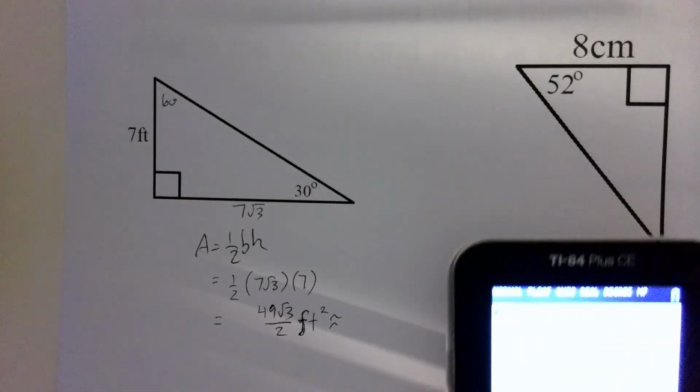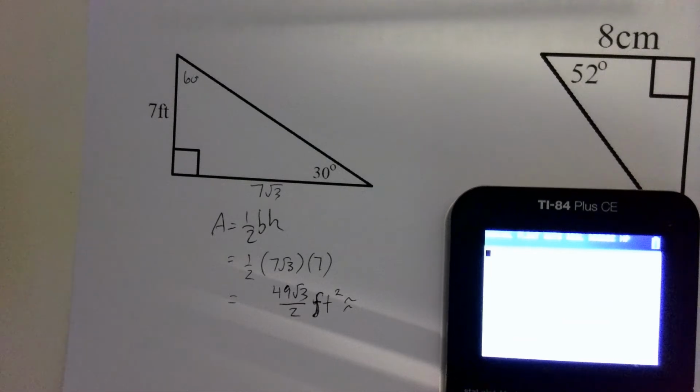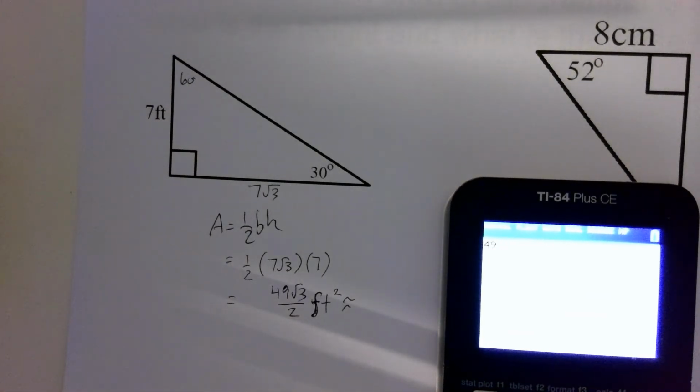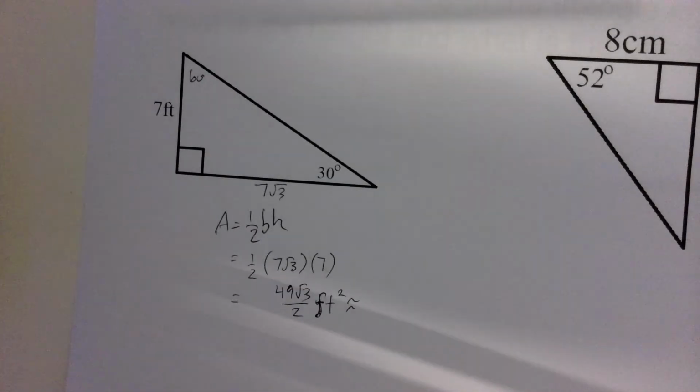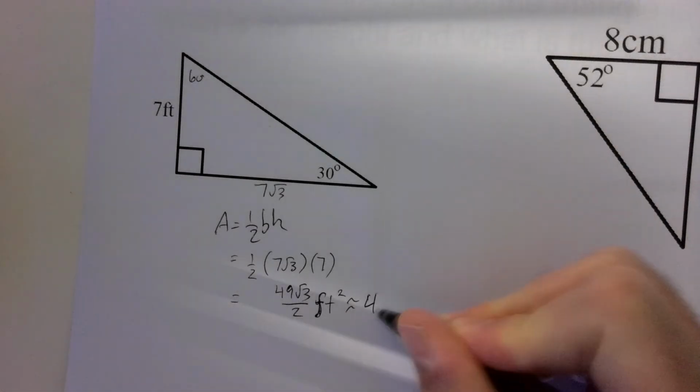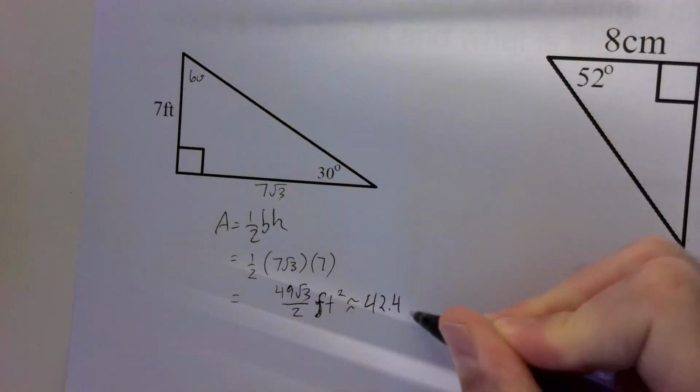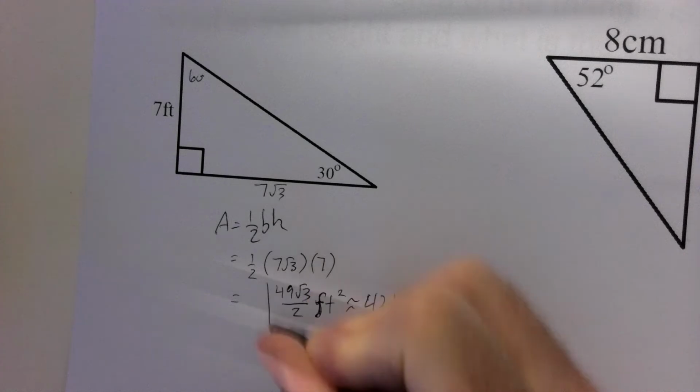So let's see, that's going to be 49 square root 3, make sure you get that out of there, divided by 2. Okay, so about... Oh no, you can't even see my screen. It comes out to be about 42.4 if you're rounding off to the nearest tenths. And then make sure you put, again, feet squared.